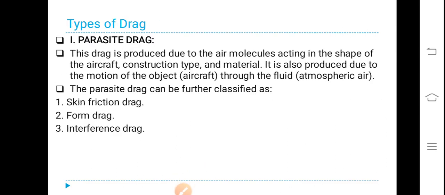Types of drag: pressure drag, skin friction drag, form drag, interference drag, induced drag, wave drag, etc. We will see one by one.